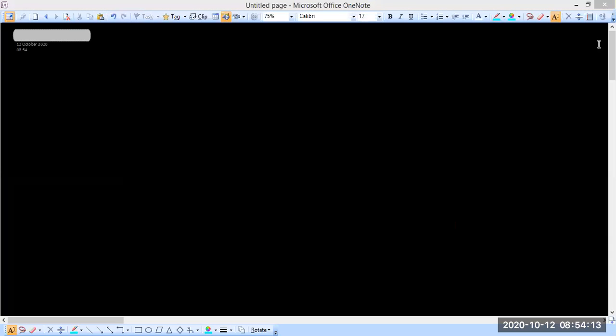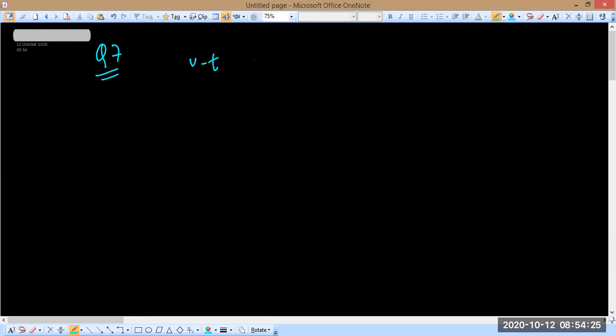Okay. Question 7. Yes. Sahil, you said 7B. Forum, you said 7. Okay. So let's start with question 7. Here, this is a VT graph, and you have to find distance traveled. So you just need to find the area under the graph. That's the basic principle, right? You just need to find the area under the graph.